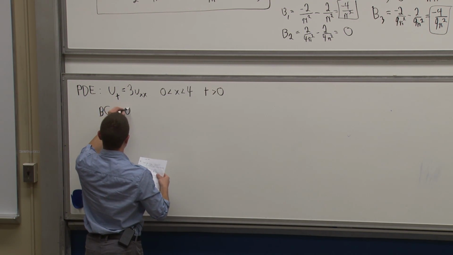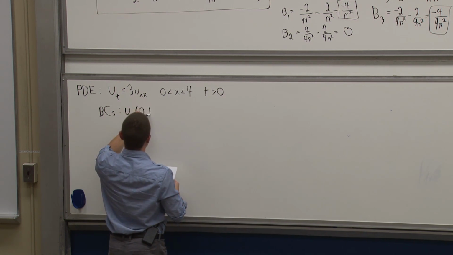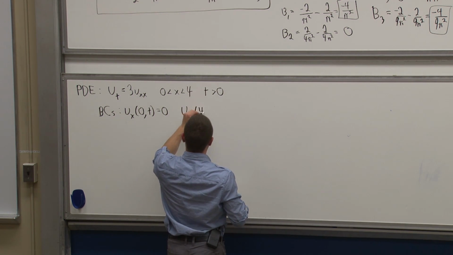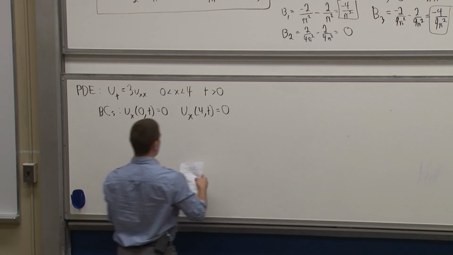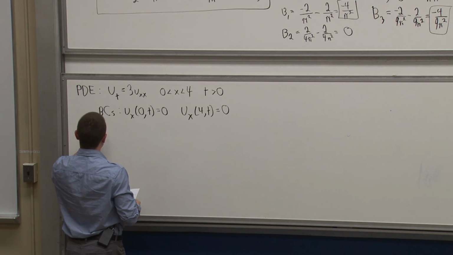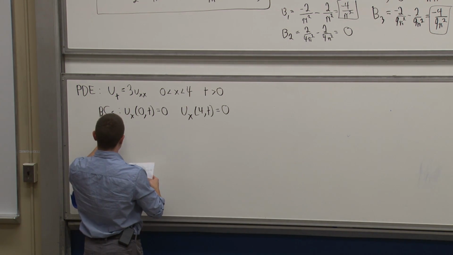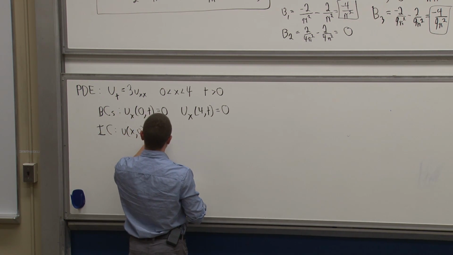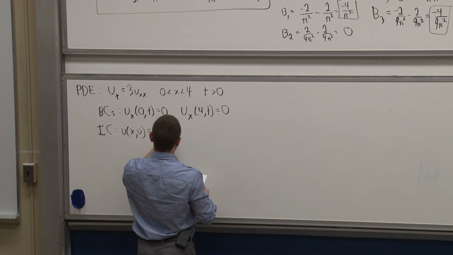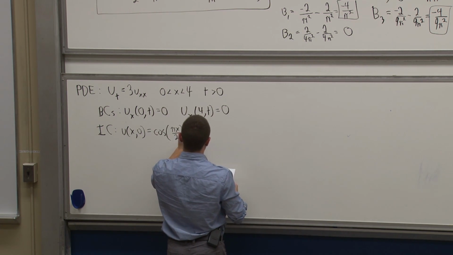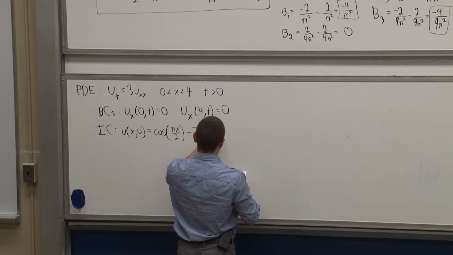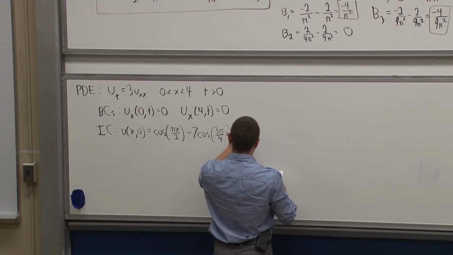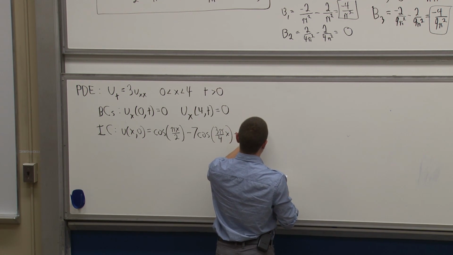BCs, boundary conditions. Ux of 0 comma t is equal to 0. And then ux of 4 comma t is equal to 0 as well. And then we have our big initial condition, which is u of x, 0 equals cosine of pi x over 2 minus cosine of 3 pi over 4 x plus 5 cosine.